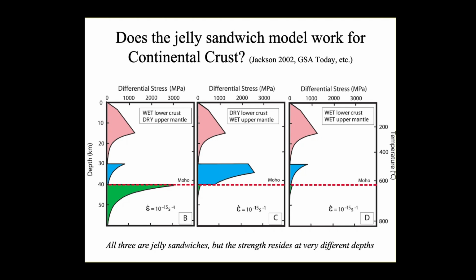And then here we've got wet lower crust and wet upper mantle, and there's almost no strength in either the mantle or the lower crust. So all three of these are jelly sandwiches, but the strength resides at very different depths. As you can imagine, the story I'm telling you gets very complicated very quickly. And this is another lecture that could easily turn into an entire course, if not a series of courses. Fortunately, you're not signed up for that.